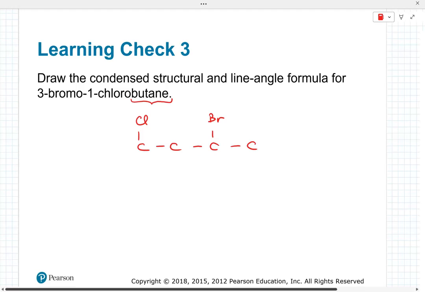So we got this. Now we need to place all the hydrogens. The first carbon, how many bonds does it already form? 2. So it has 2 bonds for hydrogens. Same story is with the carbon number 2. Carbon number 3, how many bonds does it have left for hydrogen? Just 1. And this one has all 3.